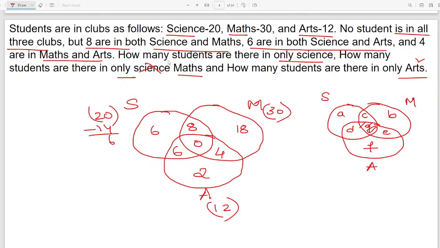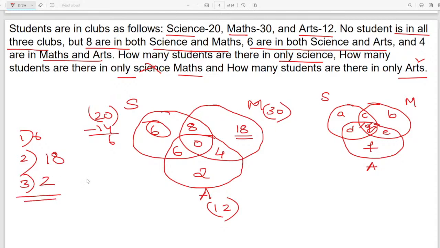What they're asking is, how many students are there in only science? Only science students are 6. For the first question, the answer is 6. And second question, how many students are there only in maths? Only 18 students are there. And third, how many students are there in only arts? In only arts, there are only 2 students.